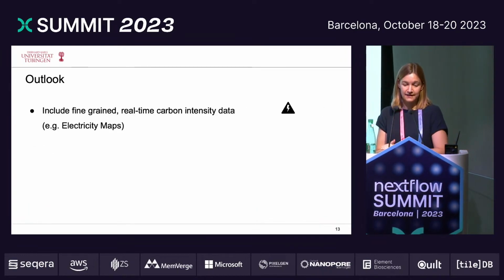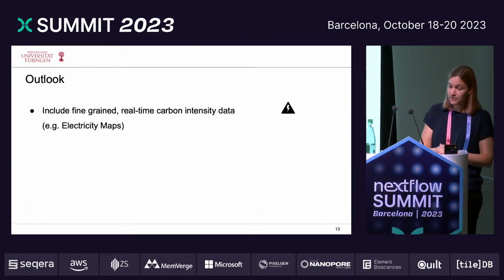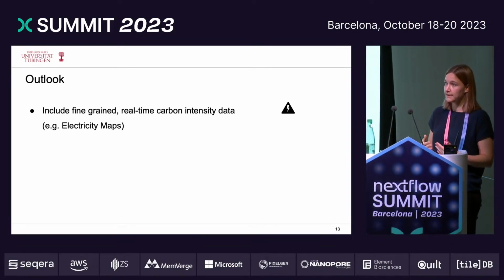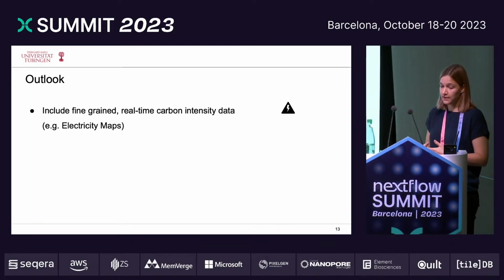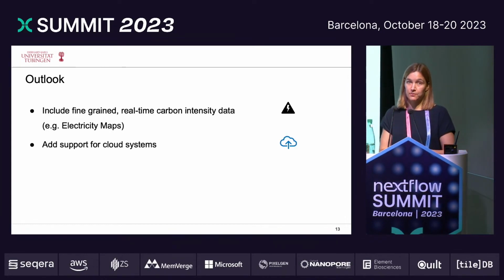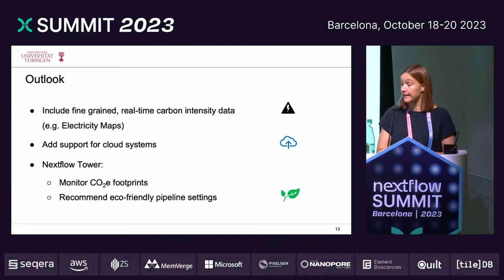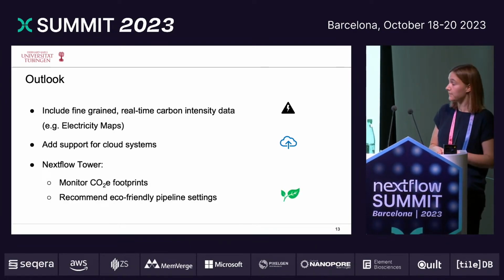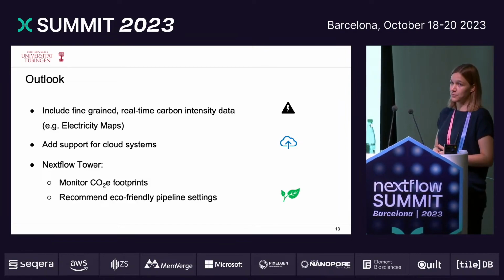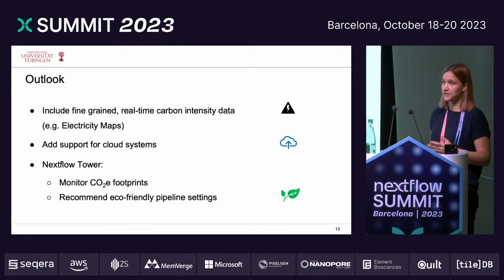Beside the release, the next steps would be to include more fine-grained real-time carbon intensity data, such as I showed you for Electricity Maps. Then to add support for cloud systems. And finally, it would be nice if this worked for the Seqera platform to monitor the carbon footprints for multiple runs, and also to recommend eco-friendly pipeline settings or even to automatically optimize this in the future.